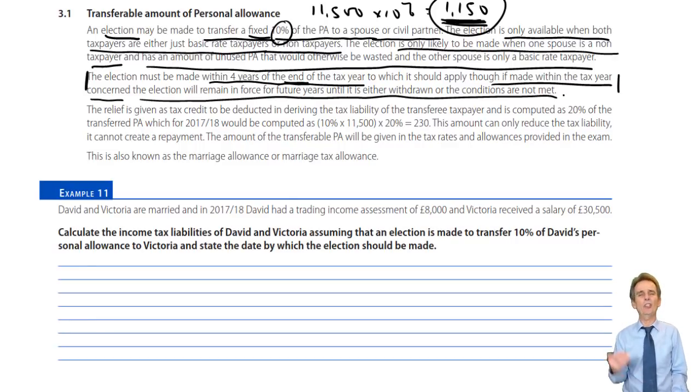If that is a situation that repeats itself year after year after year, then you can make the election within the tax year. It will then be applicable for not just that, but for future tax years as well. If your situation changes, no problem, you can withdraw that election. But how does this relief work?